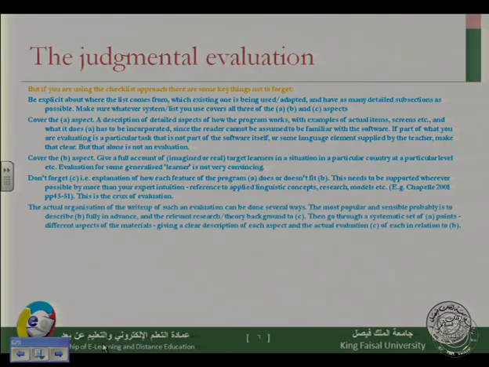The actual organization of the write-up of such an evaluation can be done several ways. The most popular and sensible probably is to describe A fully in advance and the relevant research theory background to C. Then go through a systematic set of A points, different aspects of the materials, giving a clear description of each aspect and the actual evaluation C of each in relation to B. So this is the sensible way. You give general descriptions, past literature, you connect A with C, and then you talk about your situation, your learners, B, in relation to the theories from C.